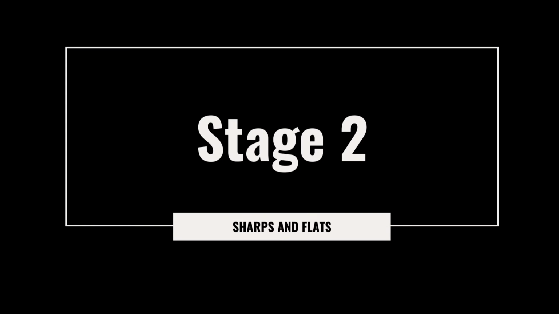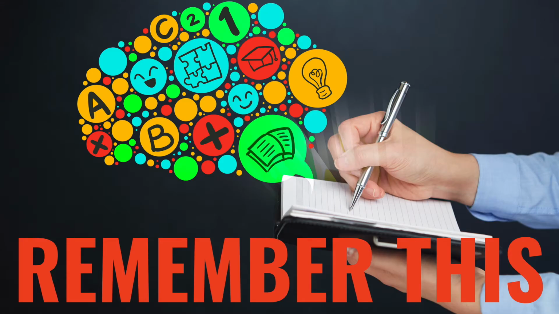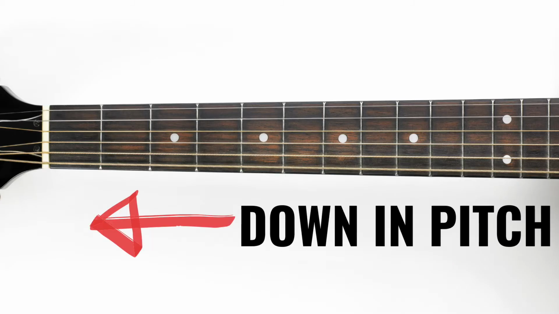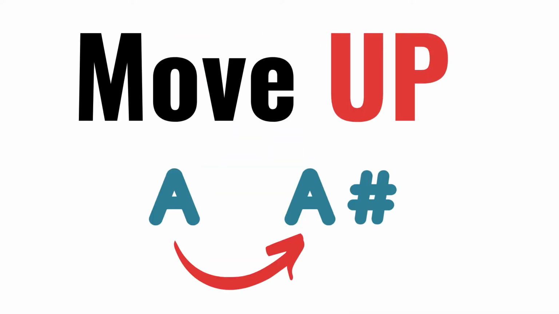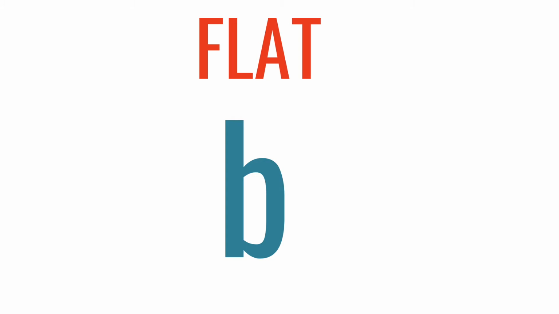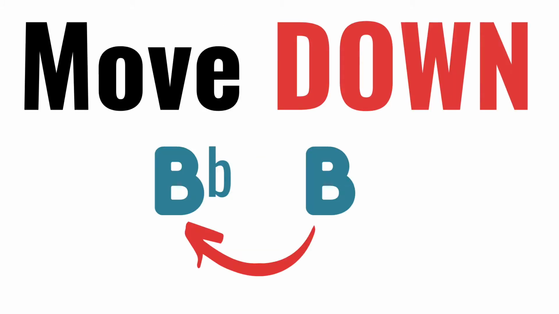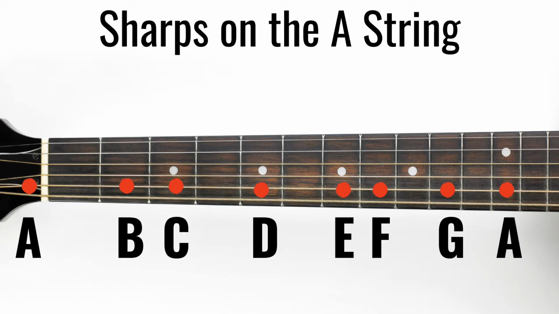Stage 2 is sharps and flats. The first thing to understand, up is this way and down is this way. A sharp note is when we move up a half step or a semitone from a natural note. A flat is when we move down a semitone from a natural note. When you know those natural notes really well, it's so easy to find the sharps and flats.